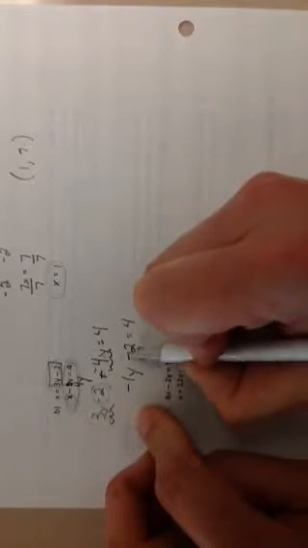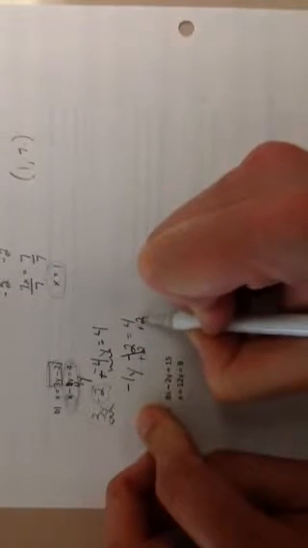Now we need to get y by itself, so I need to get rid of this. I need to add 2 to get rid of it, but what I do to one side, I do to the other.